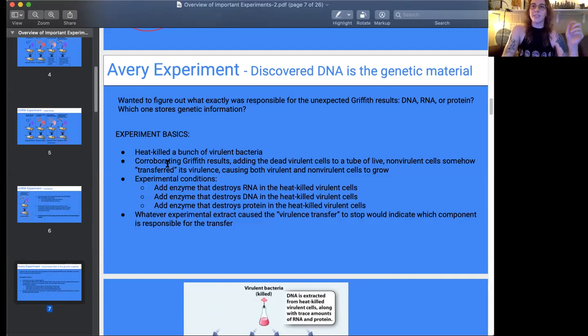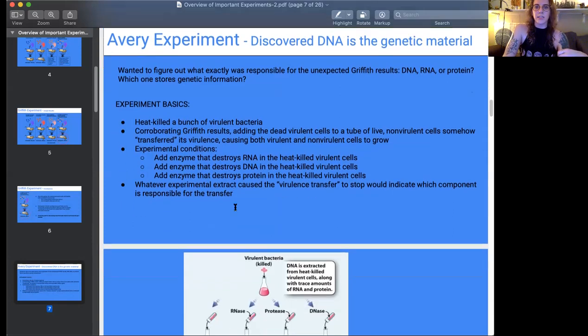In one, they were going to add to the dead virulent cells an enzyme that will cleave and destroy any RNA. So any RNA particles are going to be totally inactive in that batch. In the next one, they're going to do the same thing, but with a DNA enzyme. So any DNA that's in there is going to be cleaved and not be functional. Third one, same thing except for proteins.